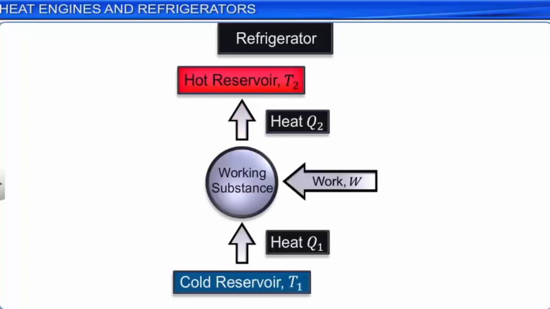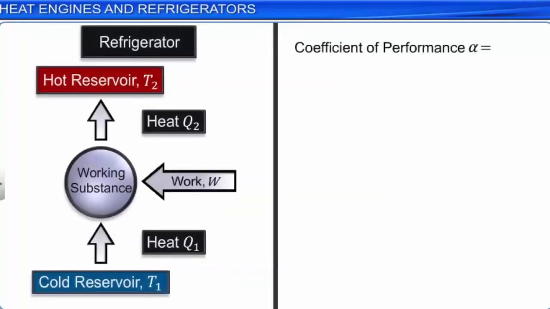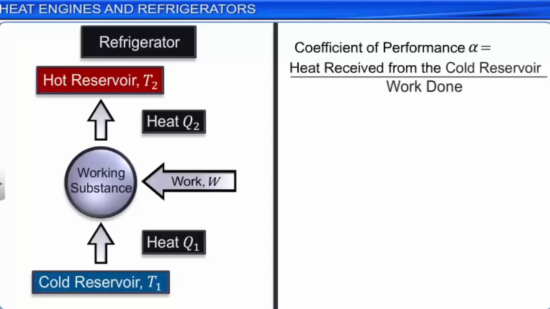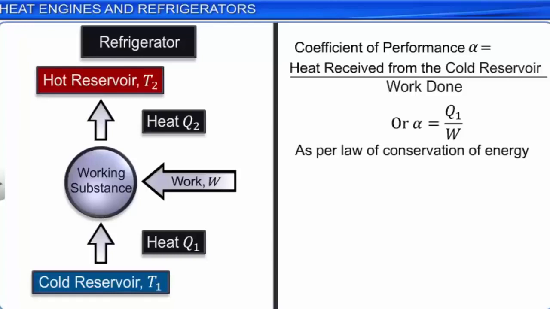The coefficient of performance alpha of a refrigerator is defined as the ratio of heat taken from the cold reservoir to the work done. Alpha is equal to Q1 by W. But as per the law of conservation of energy, Q2 minus Q1 is equal to W. Therefore, alpha is equal to Q1 by (Q2 minus Q1).